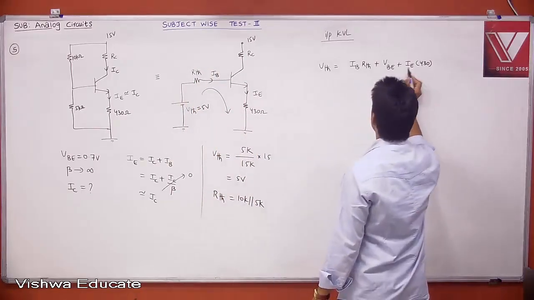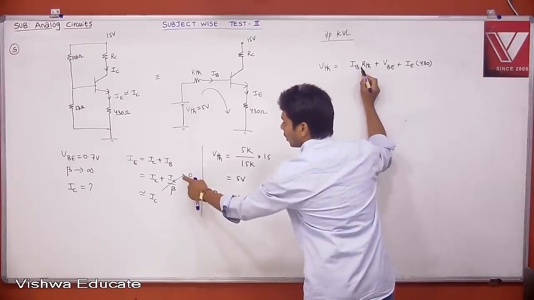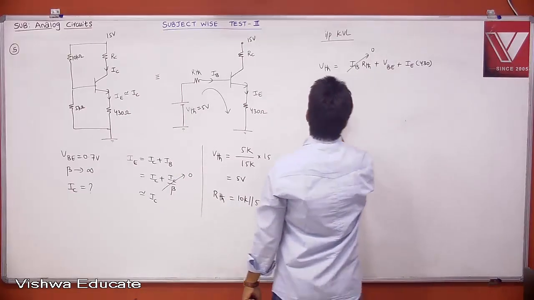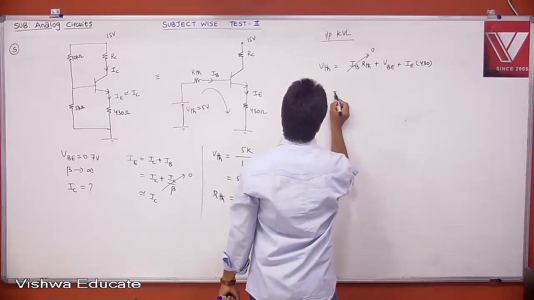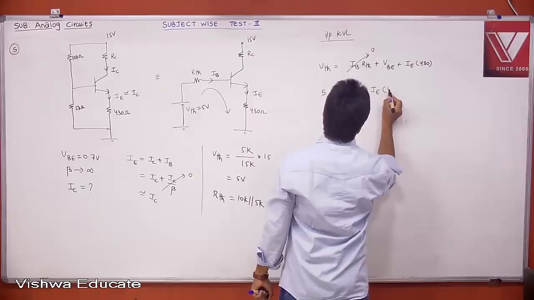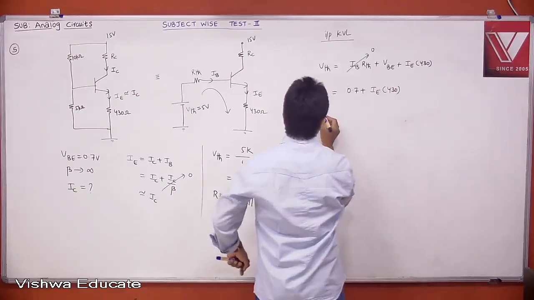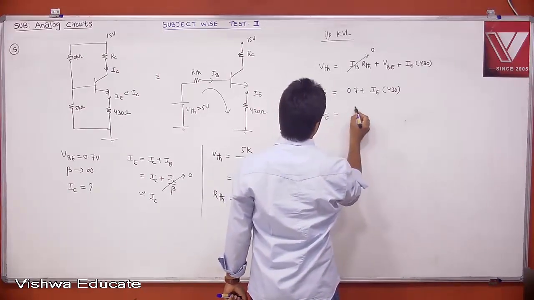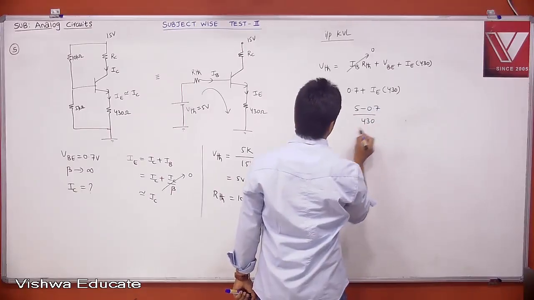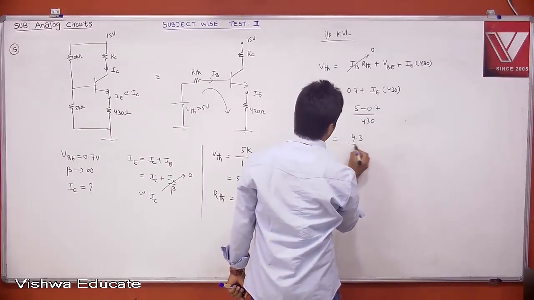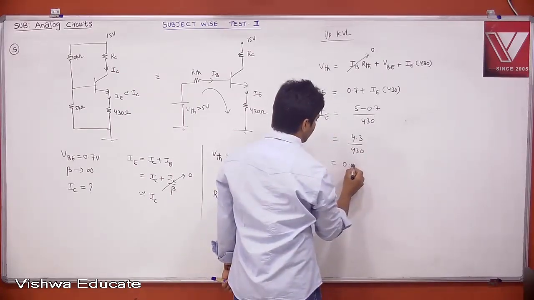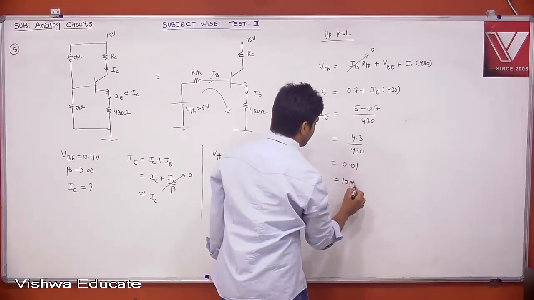Now with respect to IE, can you neglect IB? That's what he told, right? You can neglect IB, therefore it is approximately equal to 0. Then what is your IE? Therefore 5 is equal to 0.7 plus IE into 430. Therefore IE is equal to 5 minus 0.7 divided by 430, which is 4.3 divided by 430. Then 4.3 by 430 is 0.01, which is 10 milliampere.